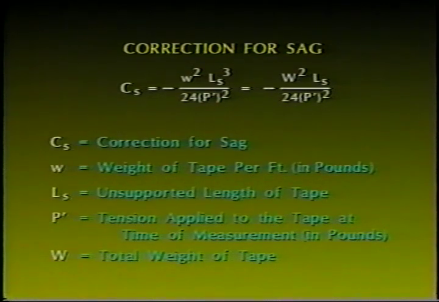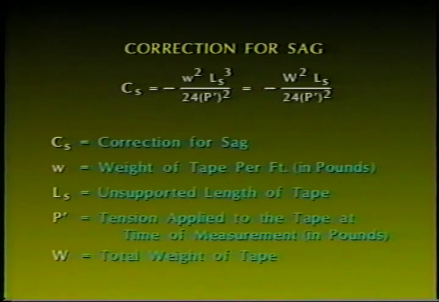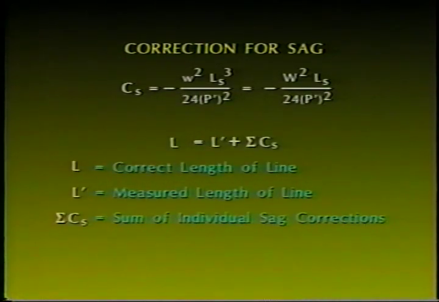For the partial tape length, the correction for sag is equal to negative the weight of the tape per foot squared times the length of the unsupported tape cubed divided by 24 times the tension applied at the time of measurement squared. For a full tape length, the correction for sag is negative the total weight of the tape squared times the unsupported length of the tape divided by 24 times the tension applied squared. The formulas are a negative value because the effect of sag always reduces the length of the tape. The sum of the corrections due to sag are then added to the measured length of line to give the actual length of the line.